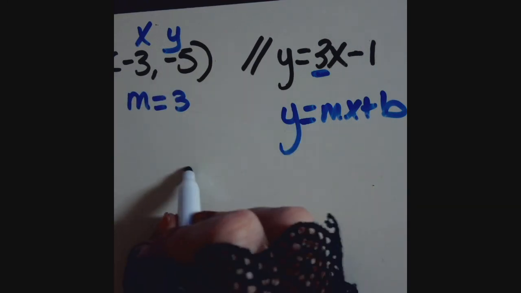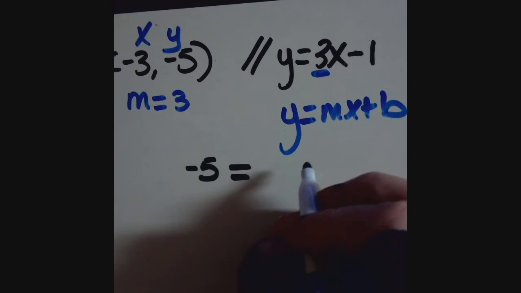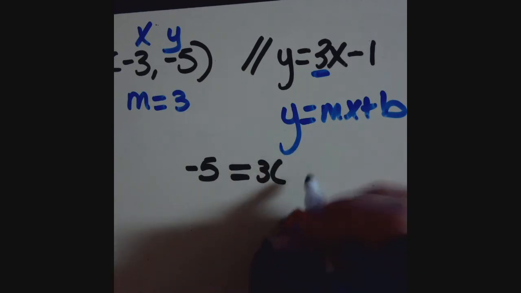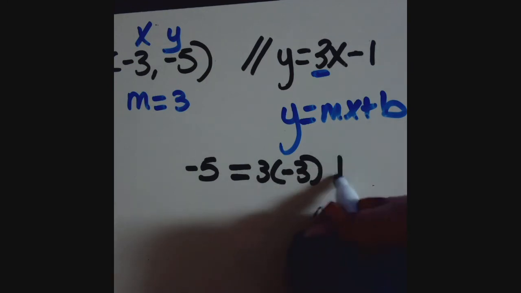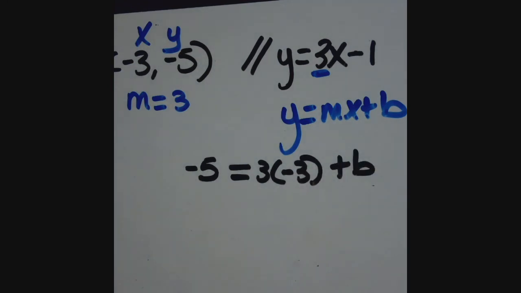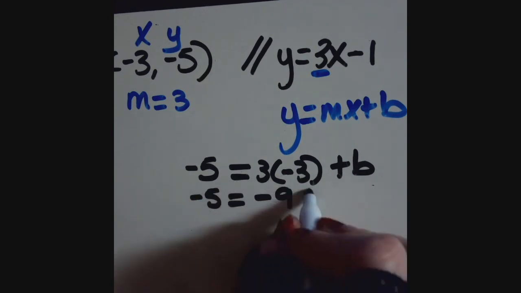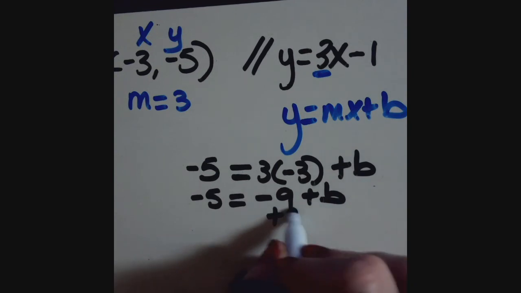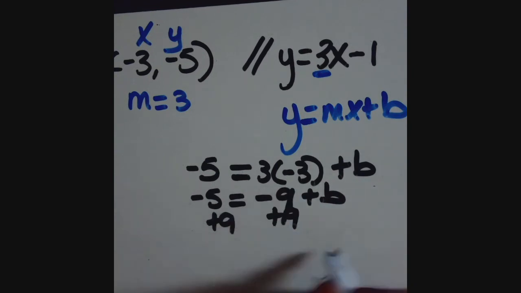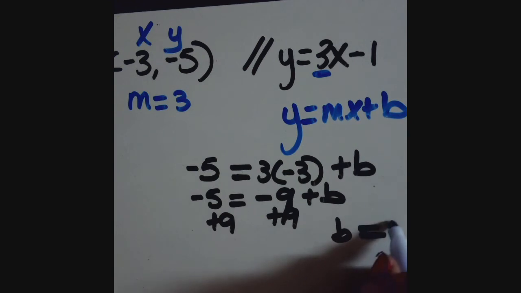So here y is -5, the slope is 3, and x is -3, and then we are finding b. Because the two things in slope intercept form that you need are the slope and the y-intercept. You already have the slope, you know it's 3. What we have to do is plug in the other ordered pair to find b. So -5 = 3 times -3, which is -9, plus b. So I'm going to add 9. So b is 9 minus 5, which is 4.